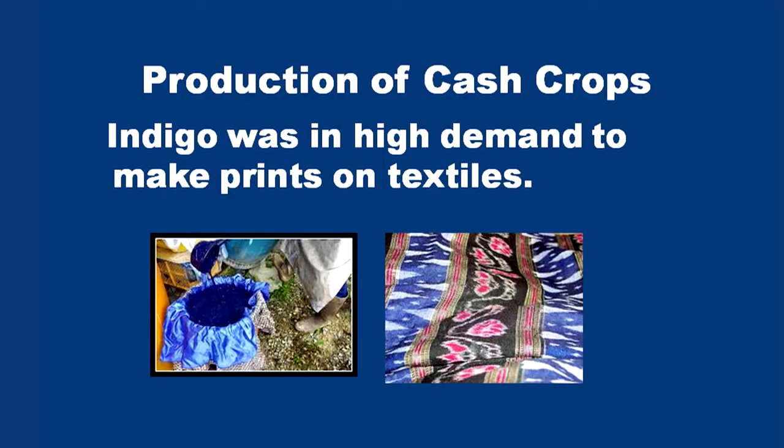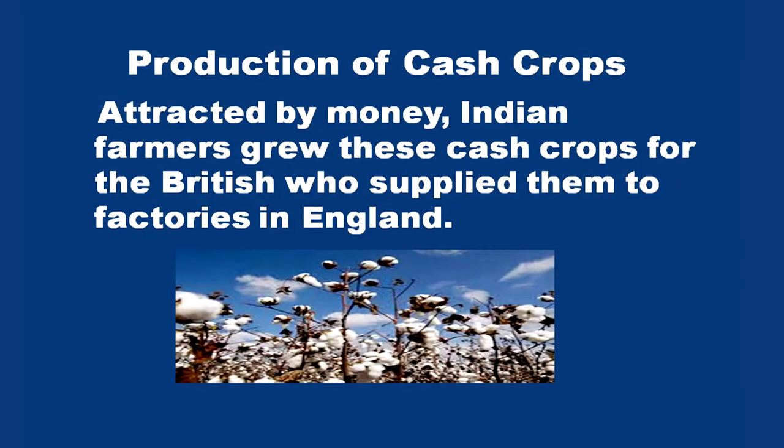Indigo was in high demand to make prints on textiles. Indigo, cotton, etc. were promoted. The farmers were forced to grow these cash crops for the benefit of the Britishers. Attracted by the money, the Indian farmers grew all these cash crops for the British, who supplied them to factories in England. So, that is the second important aspect of the Indian economy at the time of independence.